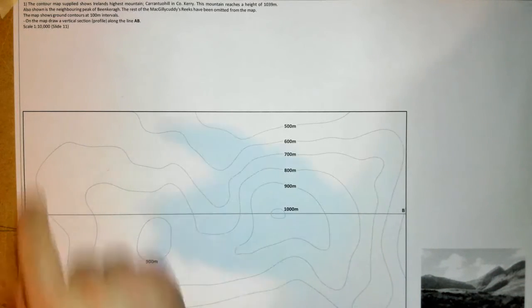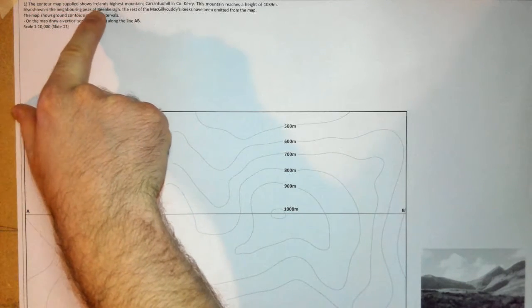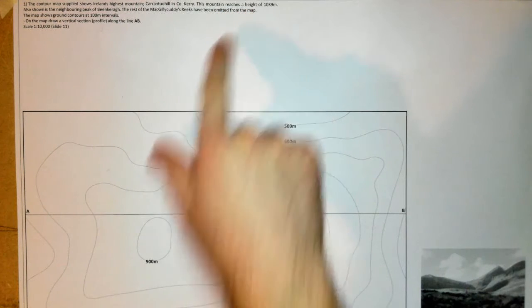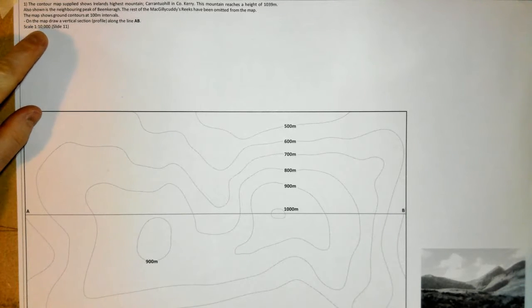Question 1: the contour map supplied shows Ireland's highest mountain, Carrauntoohil in County Kerry. This mountain reaches a height of 1,039 meters. Also shown is the neighbouring peak of Beancarra. The rest of the McKillicuddy Reeks have been omitted from the map. The map shows ground contours at 100 meter intervals. On the map, draw a vertical section profile along the line AB, and our scale is 1:10,000.